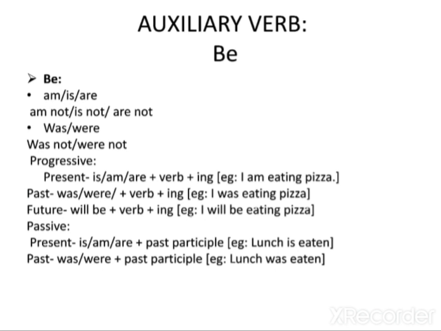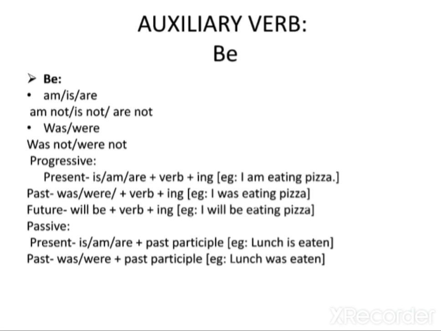So, we have three auxiliary verbs that we use in English: be, do, and have. But the thing about the auxiliary verb is that each auxiliary verb will tell us what kind of grammar we are going to use with it. So let's look at the first one, be.